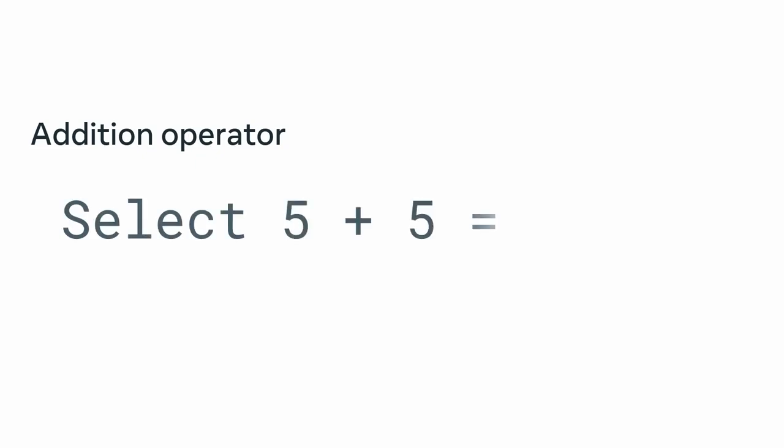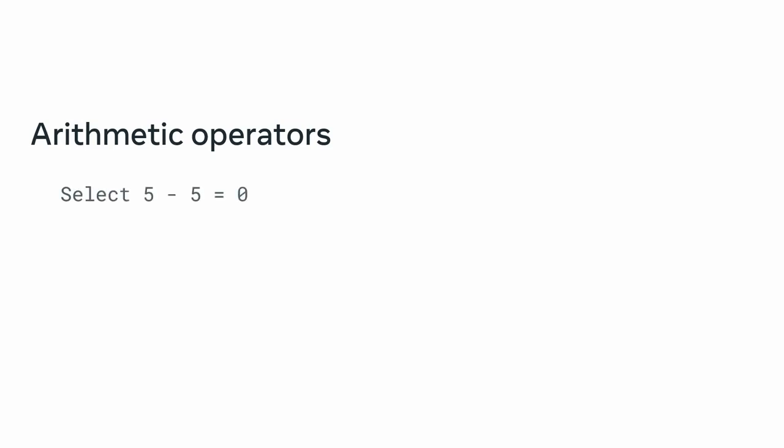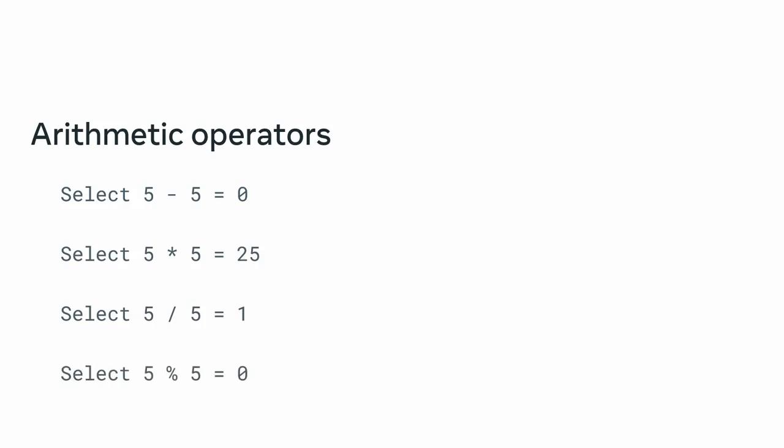You can use the select command, followed by one operand, the addition operator, and the second operand, and just like the previous example, SQL calculates the two operands and produces the result. You can repeat the SQL syntax with the other arithmetic operators. With a subtraction operator, the output result is 0. A multiplication operator returns a result of 25. The division operator calculates the result as 1. And with a modulus operator, the result is 0, as 5 divided by 5 equals 1 with no remainder.